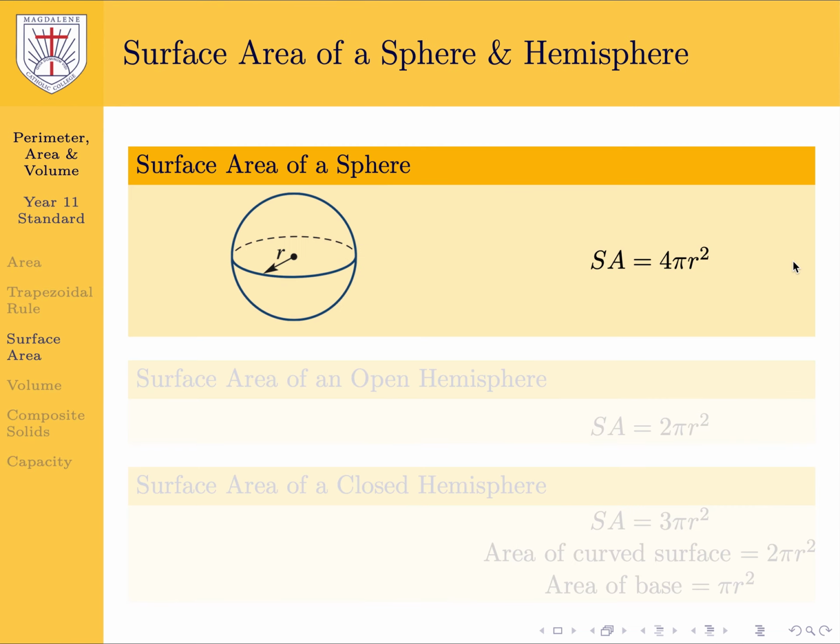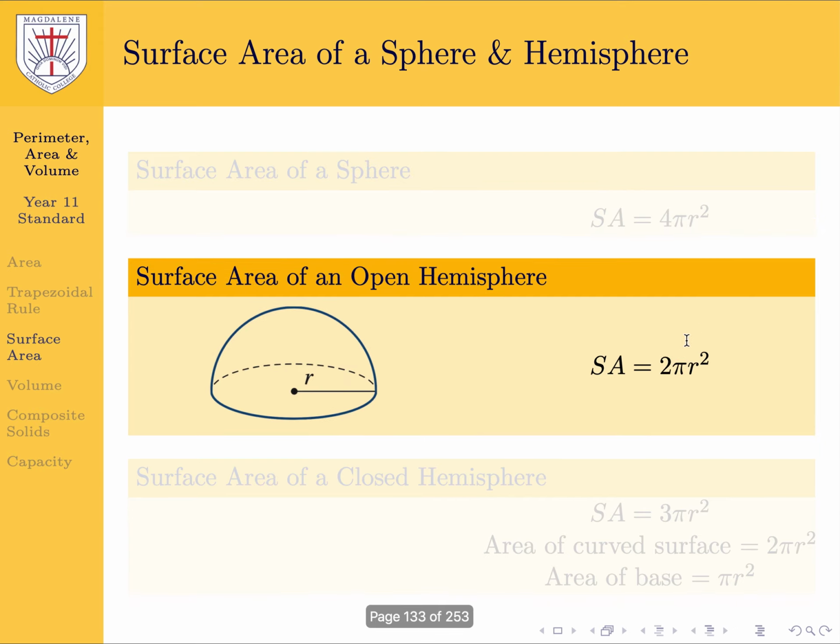So now we're going to talk about the surface area of a sphere and hemisphere. With the surface area of a sphere, we have to remember that it's basically the area of a circle, but then just times by 4. So the surface area is 4 pi r squared. And of course, if we're talking about the surface area of an open hemisphere, it's just half of it, which is why it's 2 pi r squared.